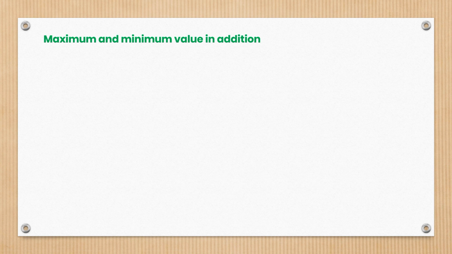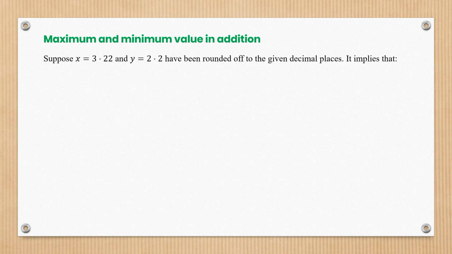Alright, now we're going to look at maximum and minimum value in addition. Now if I'm going to sum up two different values and I want to find the maximum value that can exist among them. Suppose that x is equal to 3.22 and y is equal to 2.2 have been rounded off to the given number of decimal places. So this implies that the maximum absolute error in x shall be got from 0.5 times 10 to the power negative 2. So observe that x is to 2 decimal places. That's why we have 10 to the power negative 2.